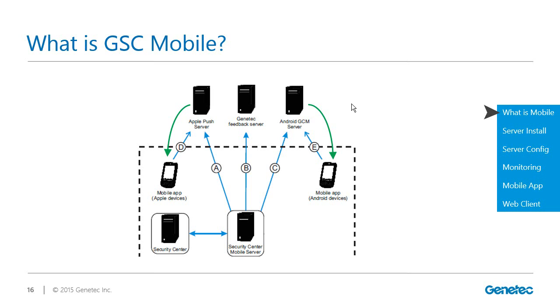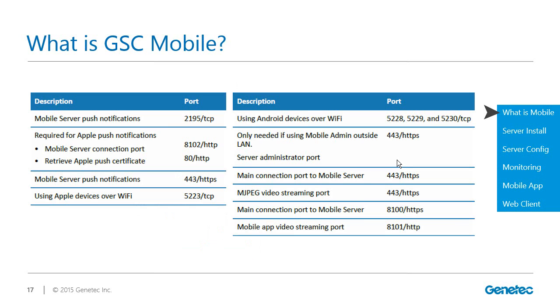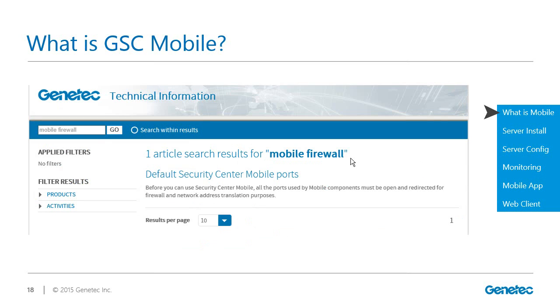Now, for alarms, we use push notifications which go through servers that are generally outside of our network. The only exception is for BlackBerry devices, where we would need to have a BES or a BlackBerry Enterprise server that needs to be set up to handle the notifications. For a full list of the ports that need to be open on the network firewall for all communication to go through, take a look at the mobile installation and administration guide. Or as well, you can just search for mobile firewall in the technical information site, and that should bring up the ports for you right there in that article.